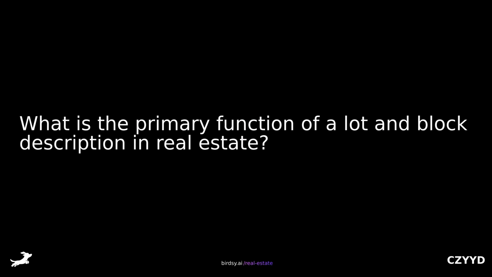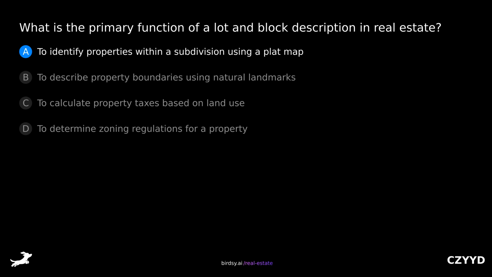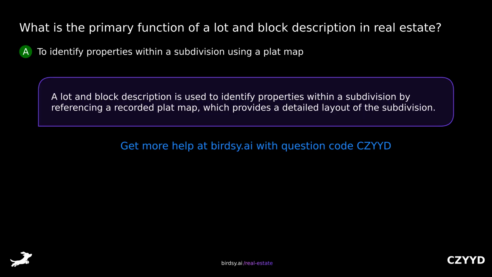What is the primary function of a lot and block description in real estate? Is it A, to identify properties within a subdivision using a plat map? B, to describe property boundaries using natural landmarks? C, to calculate property taxes based on land use? Or D, to determine zoning regulations for a property? The answer is A, to identify properties within a subdivision using a plat map. A lot and block description is used to identify properties within a subdivision by referencing a recorded plat map, which provides a detailed layout of the subdivision.